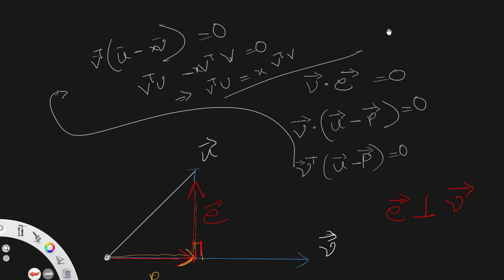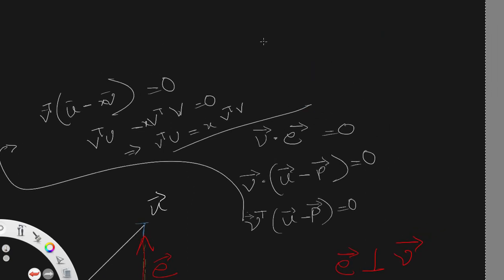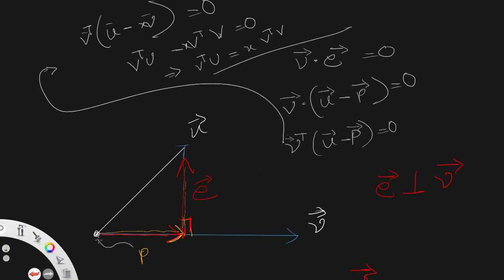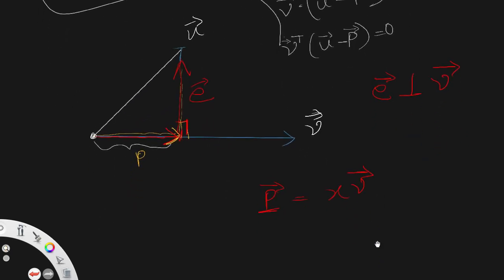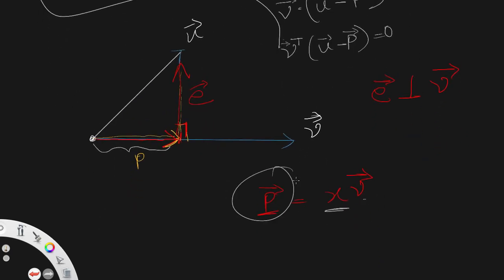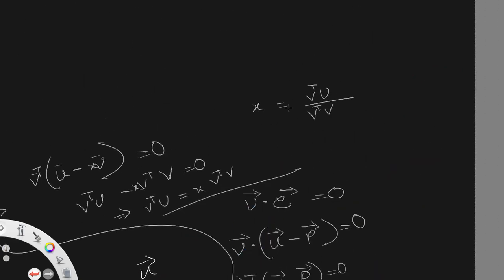From here I get my formula. What is X? X is equal to VTU divided by VTV. What is X? X is the scaling factor of V that gives me the projection. So if I multiply X with the vector V, I get the projection. So this is P. So this is my formula.